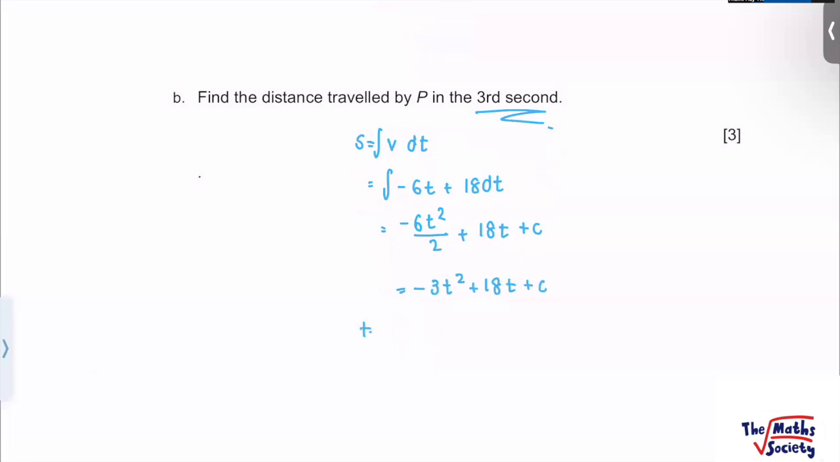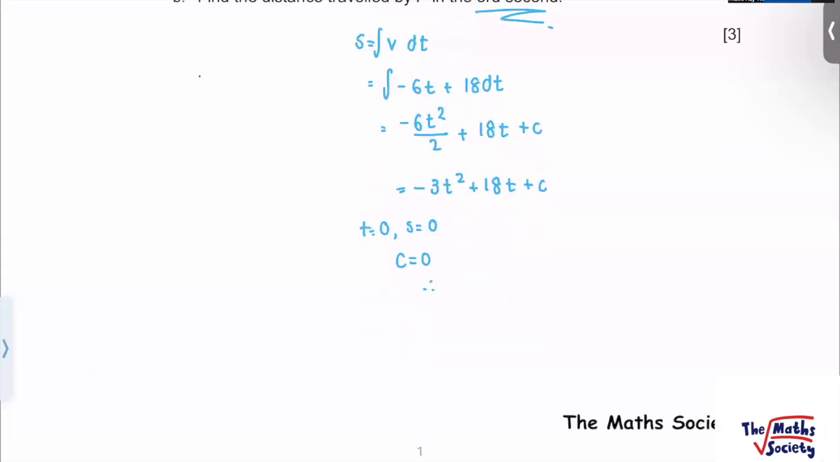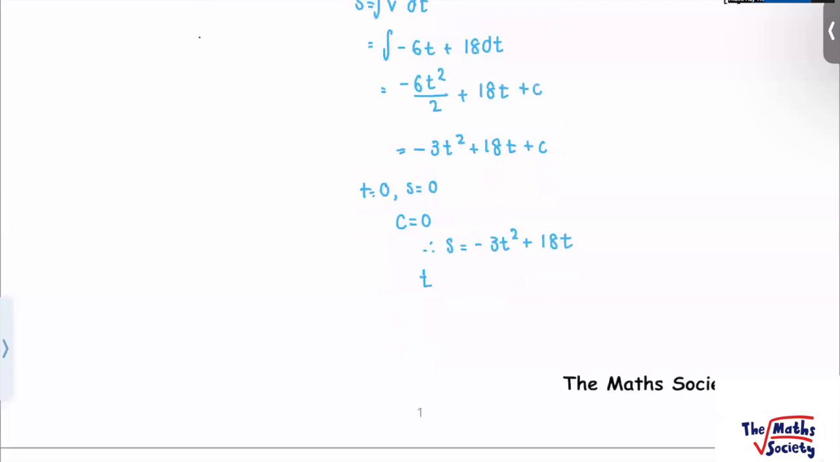And when t is equal to 0, s is going to be 0, then it means c is going to be equal to 0. So therefore, s is going to equal minus 3t squared plus 18t. When t equals 2, s equals minus 12 plus 36, which is going to give you 24. When t equals 3, s is going to equal minus 27 plus 54, that's going to be 27.